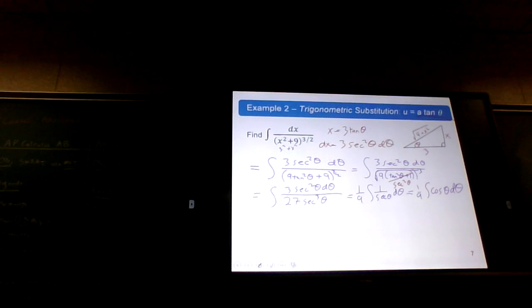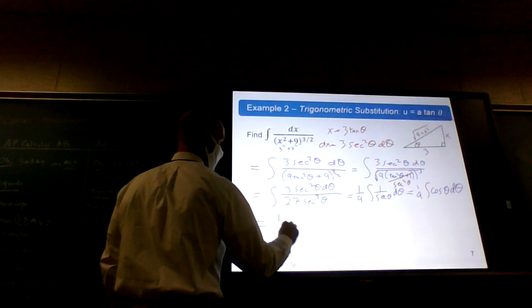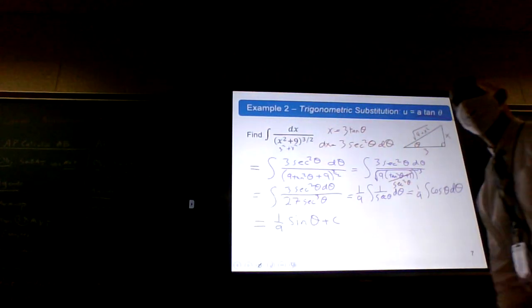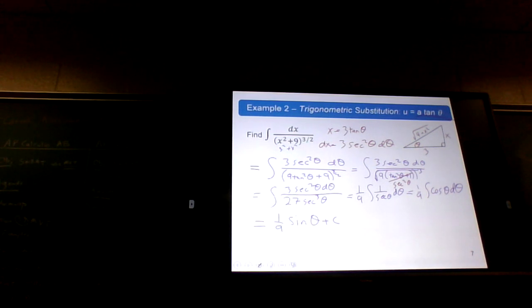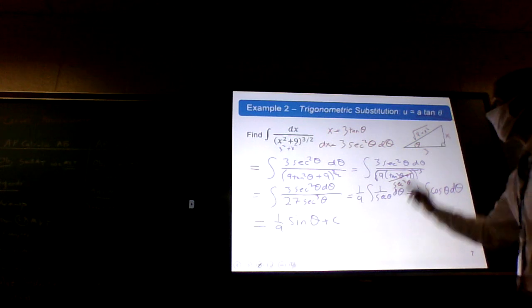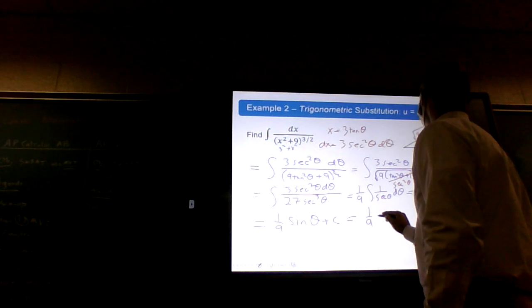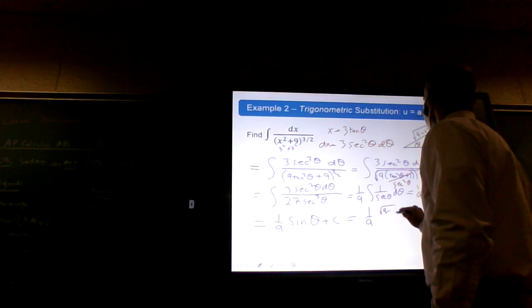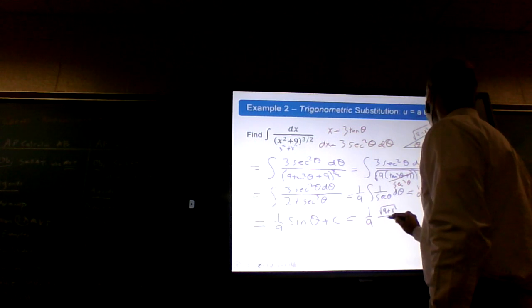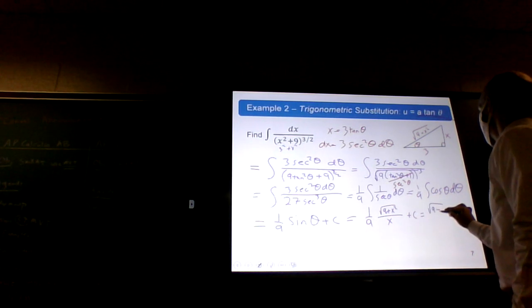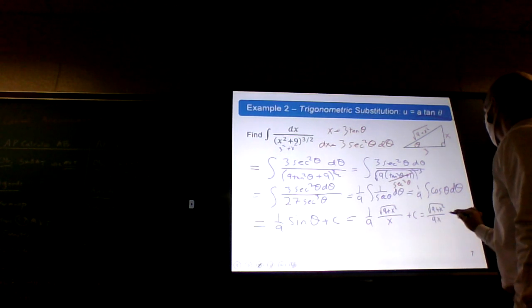What is the integral of cosine? Sine theta plus c. Oh, what's sine again? That's opposite over hypotenuse. Opposite over hypotenuse. Yeah, let's go ahead and write it like that. So then that's going to be the square root of 9 plus x squared over what, x plus c. So that'd be, let's just say, the square root of 9 plus x squared over 9x plus c.